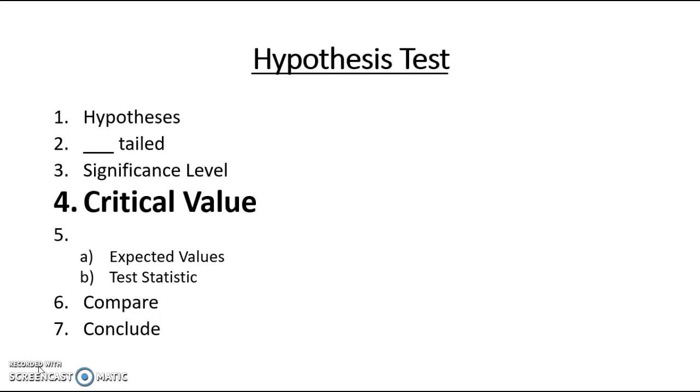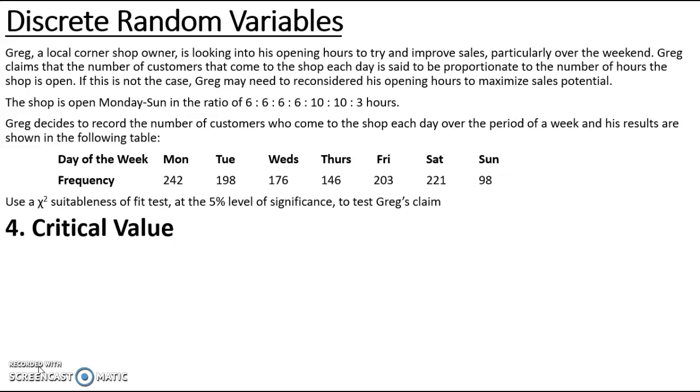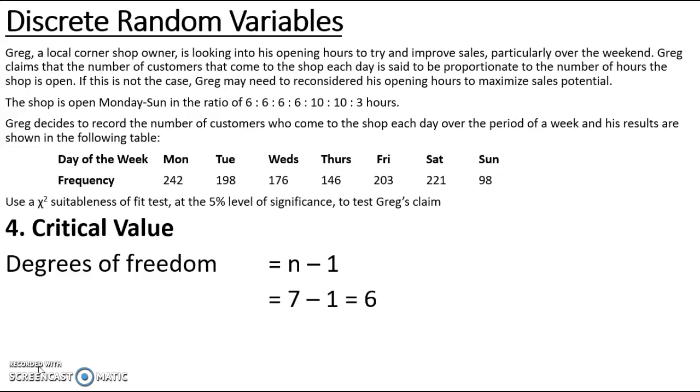Our fourth point is our critical value. So for our critical value, we need to know our degrees of freedom. Degrees of freedom is n minus 1. And in this case, there are 7 possible days of the week somebody could come in. So our degrees of freedom is 7 minus 1, which is 6.